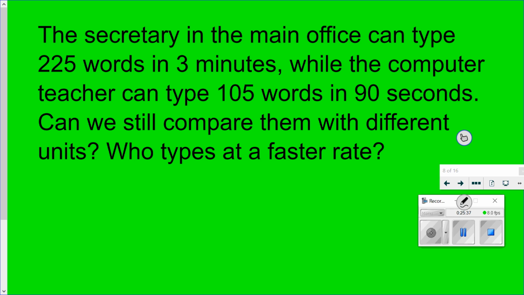All right, guys, I'm seeing some confused faces, so let's talk about it. The secretary in the main office can type 225 words in 3 minutes, while the computer teacher can type 105 words in 90 seconds. Can we still compare them with different units? Can we compare them with one saying minutes and one saying seconds? Have we ever done them with having different units? No. So we're going to have to convert one of them to either minutes or seconds.